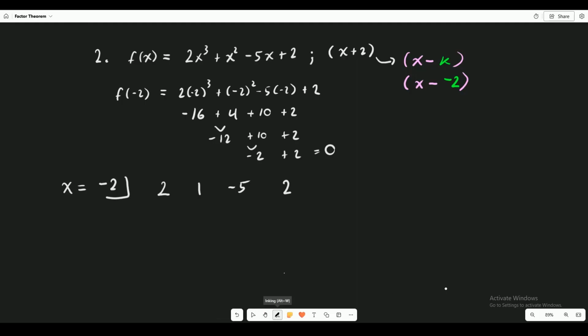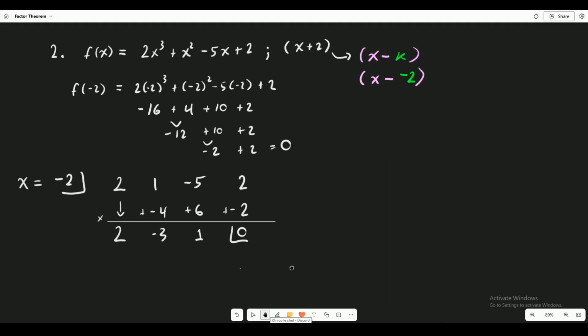All right, here we go. Drop the 2. We get a 2 here, and we draw a line to keep ourselves organized. Negative 2 times 2 is negative 4. Add them: negative 3. Negative 2 times negative 3 is 6. Add them: you get 1. Negative 2 times 1 is negative 2. Add them: we get 0. And I'm going to put it off to the side here so we can see what we're doing.